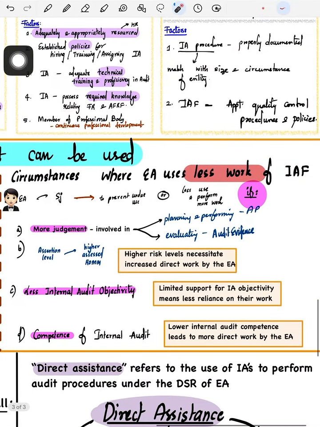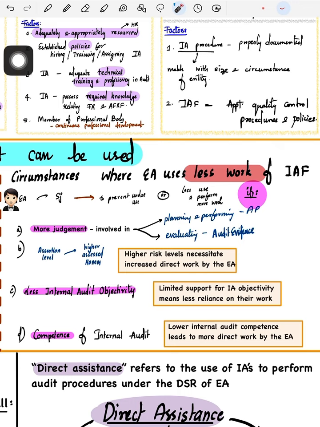Next, circumstances where the external auditor uses less work of the internal audit function. What are the cases in which the external auditor is using less work of the internal audit function? It's not that he is not using the work at all. He is using the work, but he is using less of it. This is where, in the external auditor's significant judgment, he wants to prevent undue use, and he wants to use less and perform more work. He himself wants to go and work more.